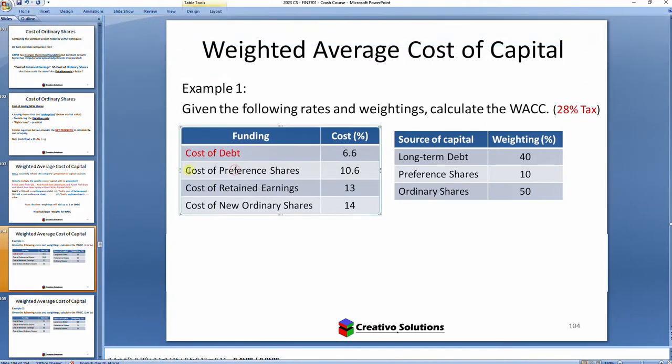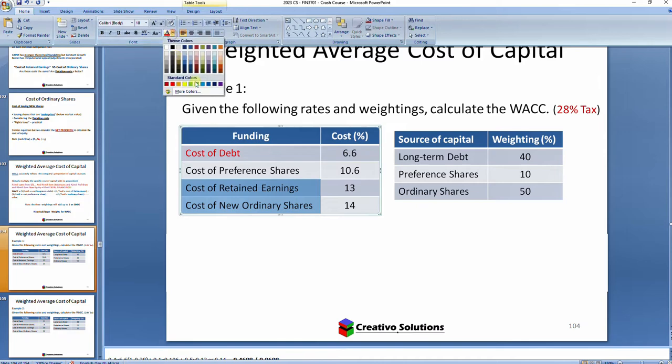Okay, pref shares, remember it's a dividend, but it has to be paid. It is paid after tax, right? This is another form of financing. It's separate. We have cost of retained earnings, also separate. Cost of a new share issue, also separate. So you have one that's debt, one that's kind of debt but also equity, so in between, and then you've got two that are clearly equity.